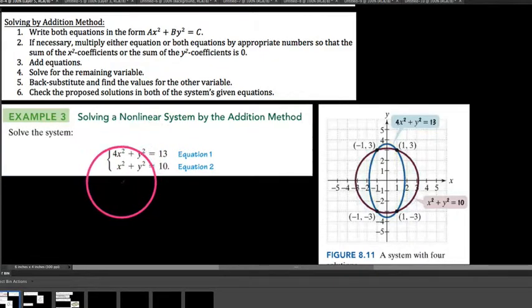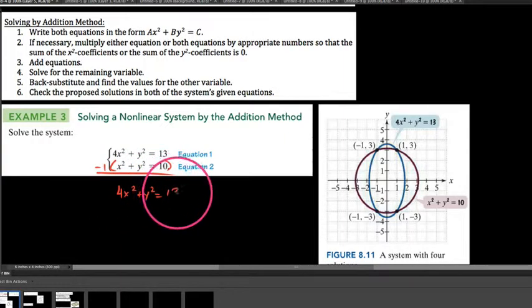Check it out. If you were doing the addition method here, easily we could see that if we took the second equation times -1, we would get a negative y squared, and our y squared terms would cancel out. So let's rewrite this system. We have 4x squared plus y squared equals 13, and our second equation, after taking it times -1, would be negative x squared minus y squared equals -10. Step 2 said, if necessary, multiply either equation or both equations by appropriate numbers so that the sum of the x squared coefficients or the sum of the y squared coefficients is 0.